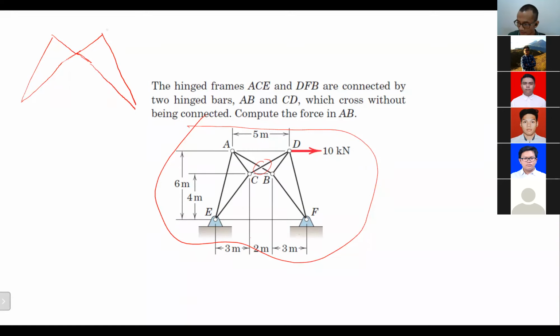Then we have 10 kilonewton. What else do we have? EX, EY, and FX, FY. Yes, correct. At E there is a pin joint, and at F there is a pin joint as well. So EY, EX, FX, FY. Now I'm asking you, Rizky, how many unknowns do we have here?